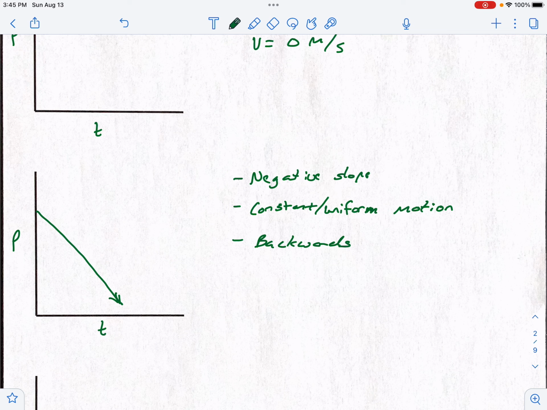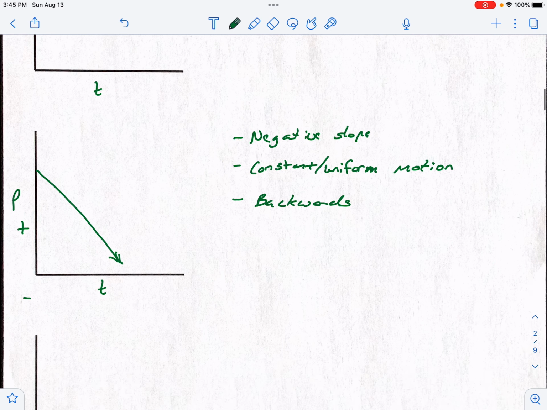Because on a position versus time graph, anything above the x-axis is going to be a positive direction, and anything below the x-axis is going to be a negative direction. So if you're heading down, that means you're heading the opposite way.